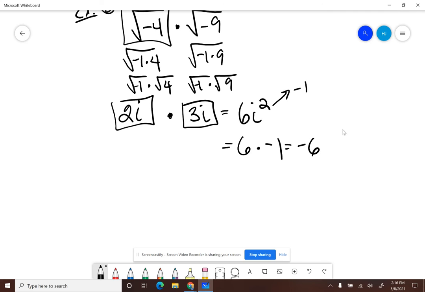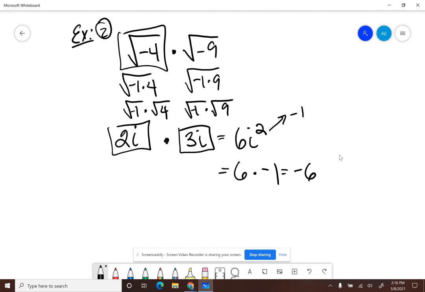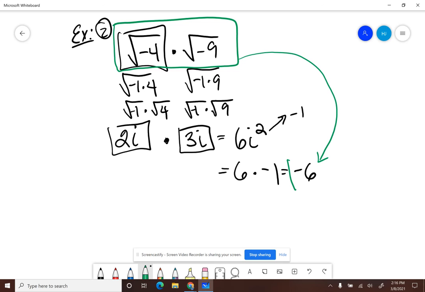And so we take this thing that, in times past, would have been impossible, where we would say there's nothing I can do with that, and now all of a sudden we get it all the way down to -6 as our final answer. So you can see again how this letter i, this imaginary number, can really help you simplify square roots as well as understand complex numbers.